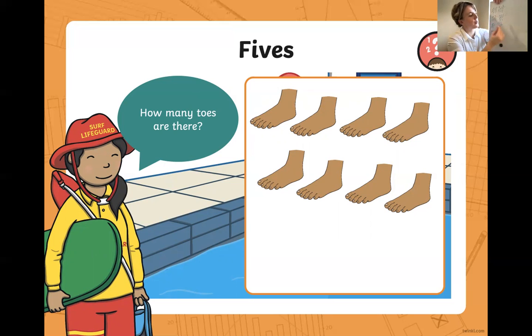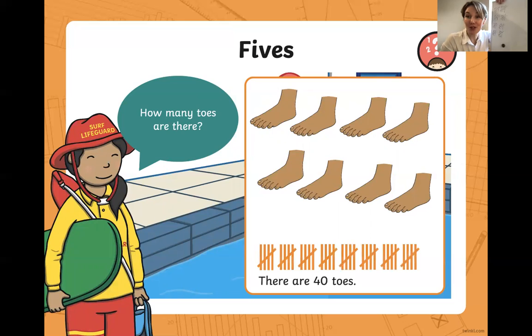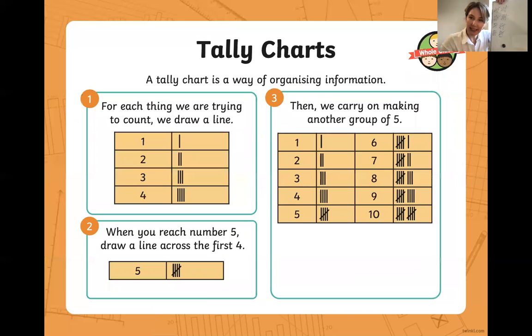5, 10, 15, 20, 25, 30, 35, 40. There are 40 toes. Okay, so to sum up, tally charts are a way of organizing information that you're collecting.